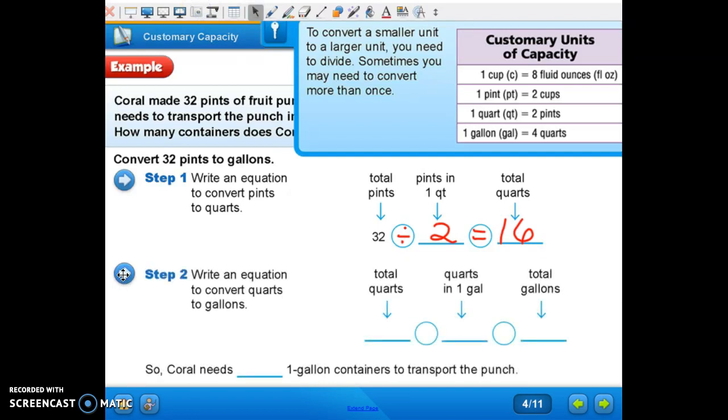Write an equation to convert quarts to gallons. Total number of quarts. What did we get? 16. And again, we're going from a small unit of measure to a large unit, so we're going to divide. How many quarts in a gallon? Right here it says 1 gallon is 4 quarts. 16 divided by 4 is 4. So Coral needs blank 1-gallon containers to transport the punch. How many? 4.